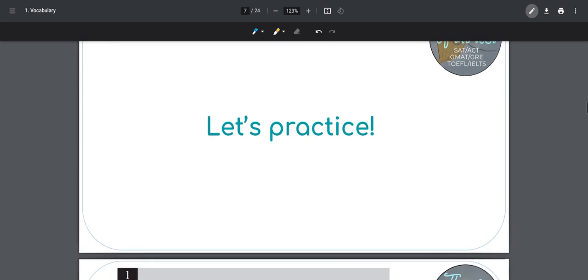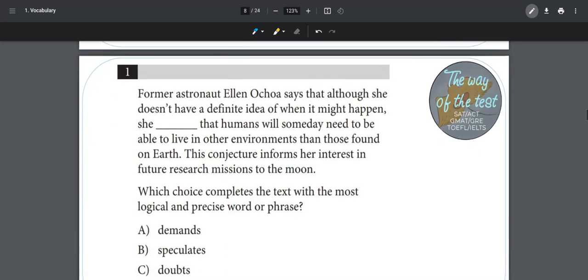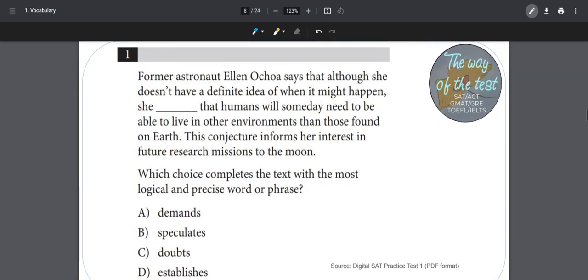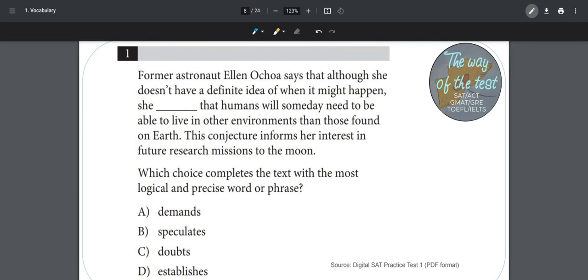Okay, we're gonna do an example. This is an example taken from the digital SAT, from the PDF format of the digital SAT. I want you to pause this video right now and try this question. I want you to try this exercise. Write down your answer in your notebook, okay? And we're going to analyze it. So pause it right now, write down the answer, write down why you think the answer is the answer, and we are going to analyze it.